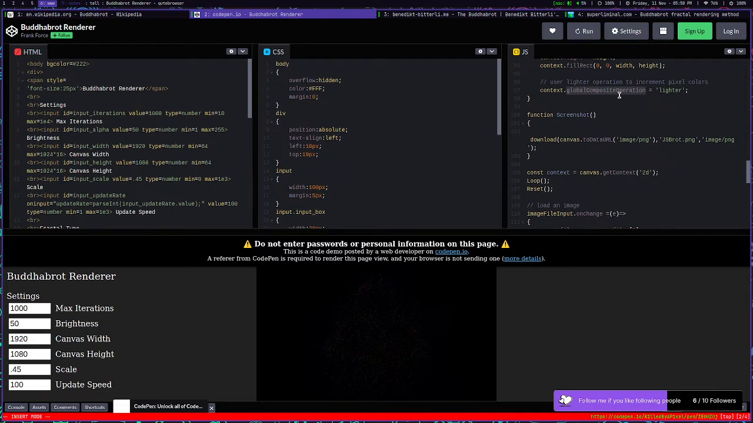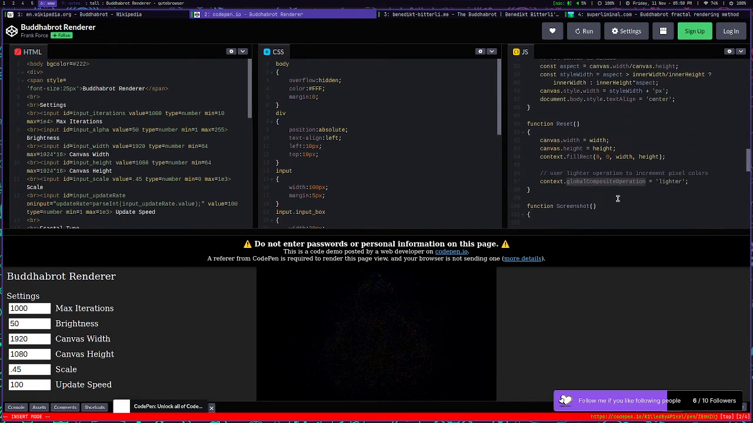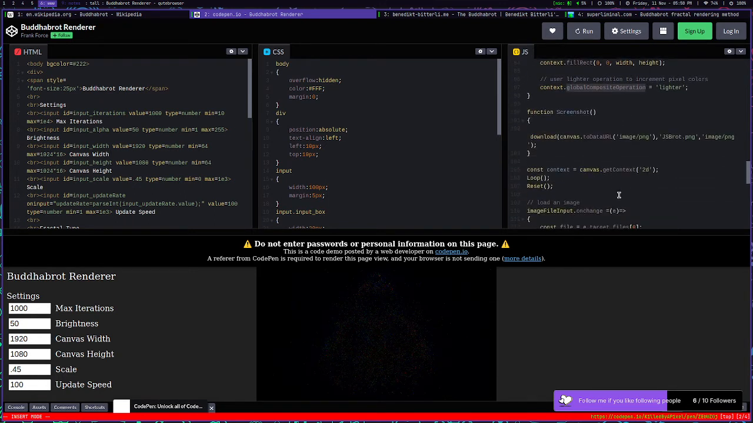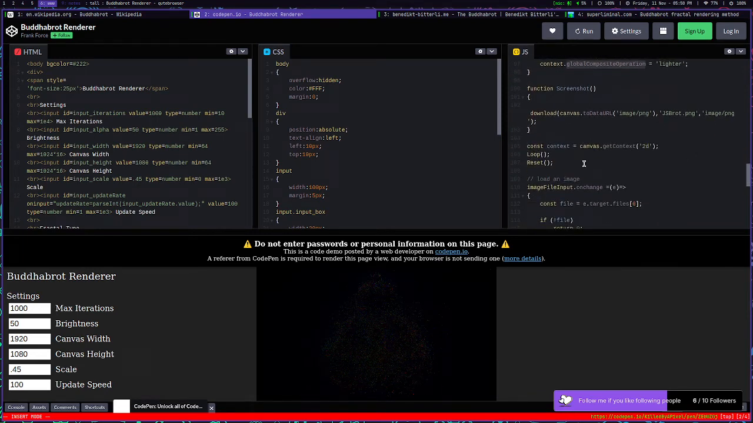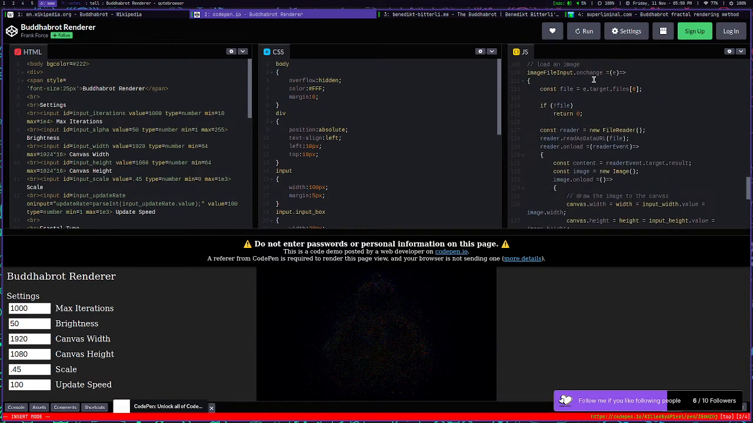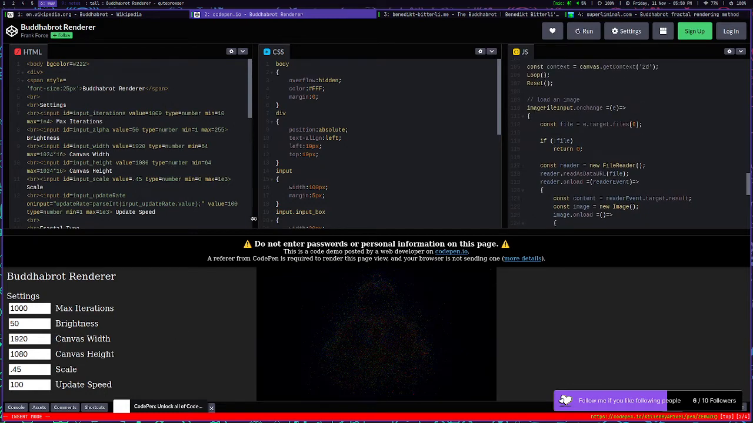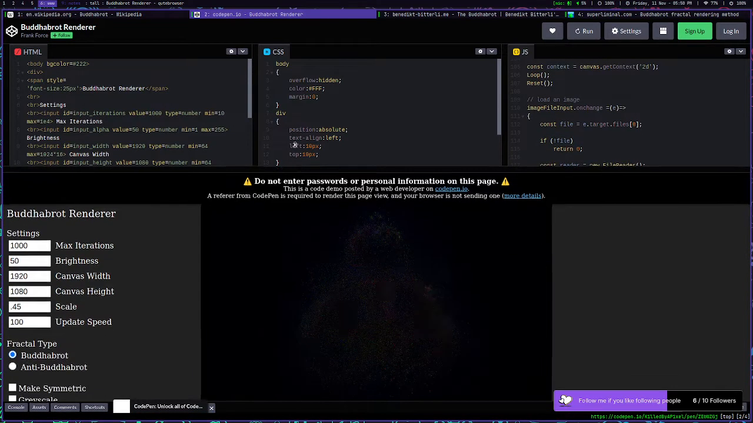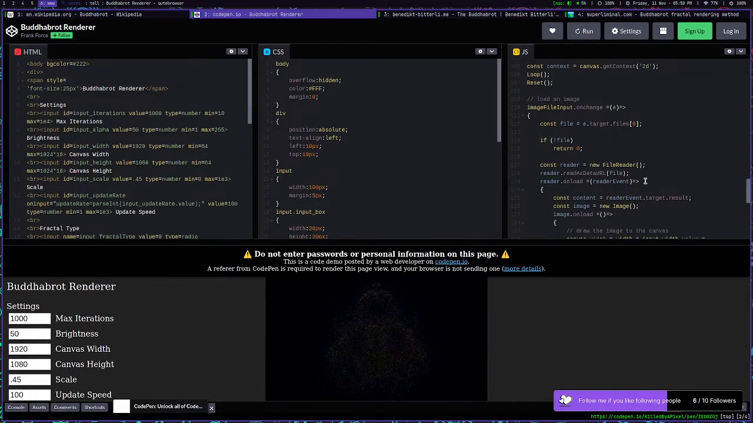Global composite operation. Oh, didn't know that was a thing. Doesn't matter. We are going to focus on what we're doing here, which is... what were we doing here? Canvas context, image file and image. What? There's an image input here. Okay, no, we're not going to go there.